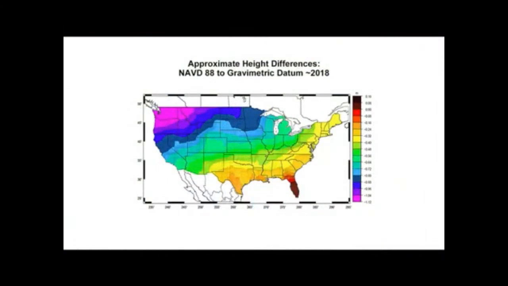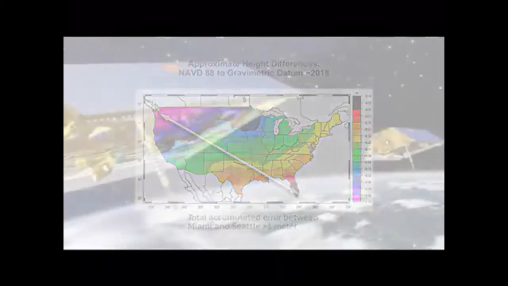Every leveling observation includes some random observational error as well as theoretical errors. While this averages out to less than 0.5 millimeter per mile, these errors actually accumulate to a total error of more than 1 meter between Miami, Florida, and Seattle, Washington.